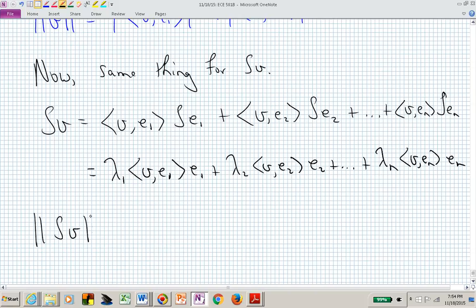Now if we look at the norm squared of SV, remember the lambda sub j's and the inner products of V with E sub j are both scalars, and we're forming this norm squared. Well, all we have to do is take the scalar and take its absolute value and square it. In this case, the scalar is made up of two pieces.